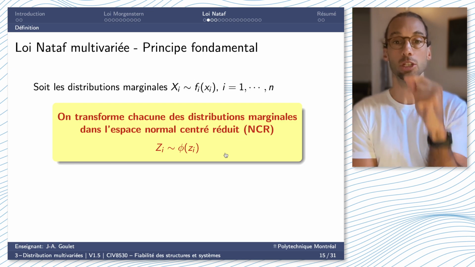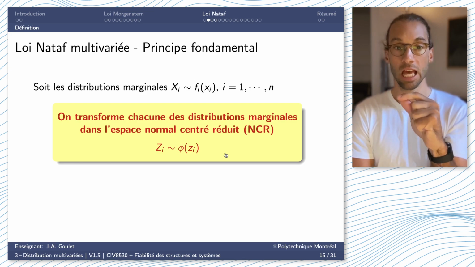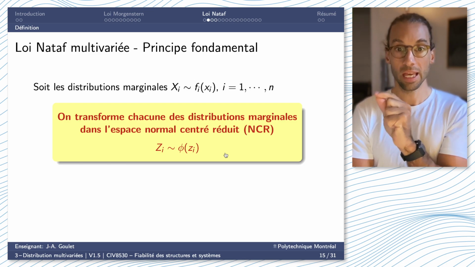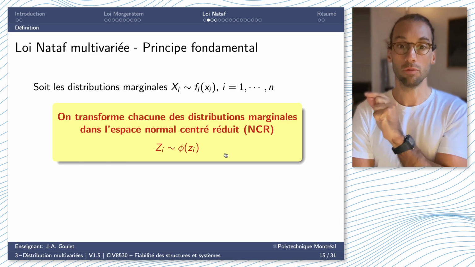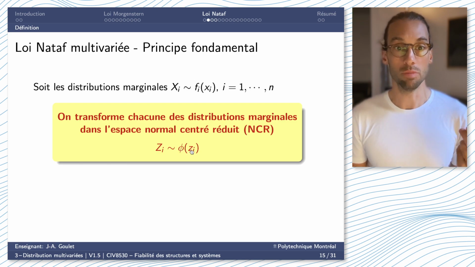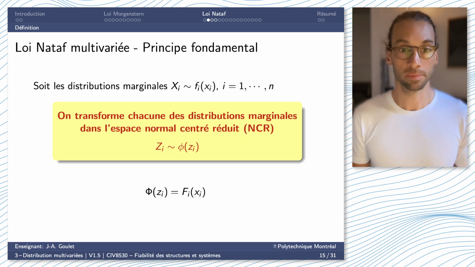Then the first step we need to do if we want to use the Nataf method is going to be to transform each of those marginal distributions into a standard normal random variable. Okay, so what do we say? Z is going to be a standard normal, so a normal PDF with mean 0, variance 1.